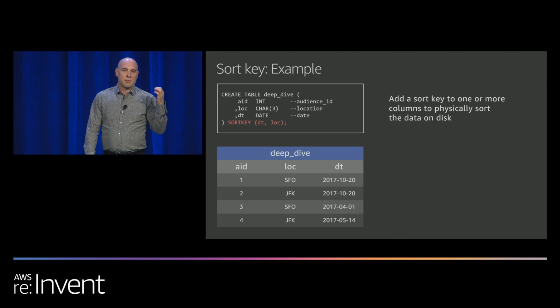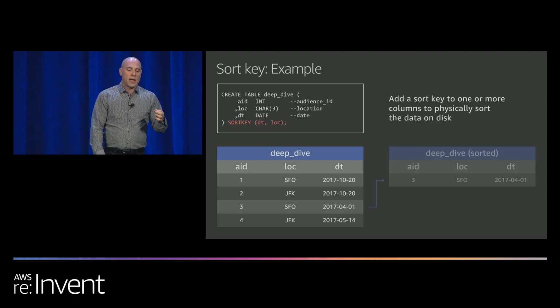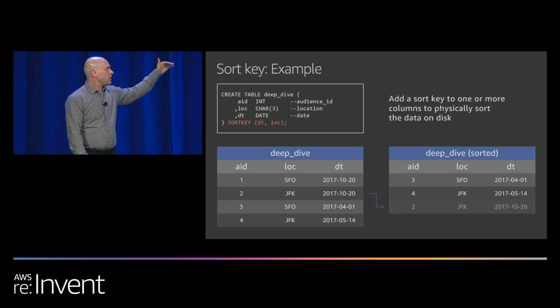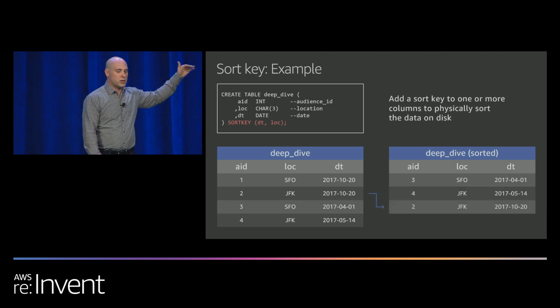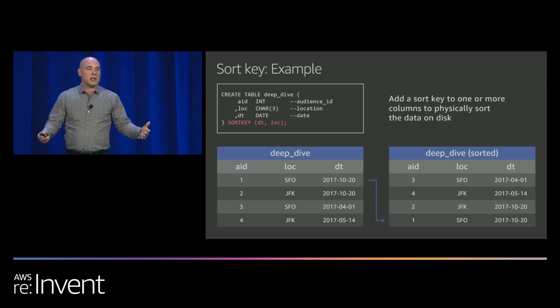If I were to manually modify the DDL for this table and apply this sort key, which would be sorting the table first by the date, then by the location, we would end up sorting it. First, you can see by the date. Then we have a tie, so then it goes over to the location, which is this JFK, and then SFO. So that's how data sorting works in Redshift.